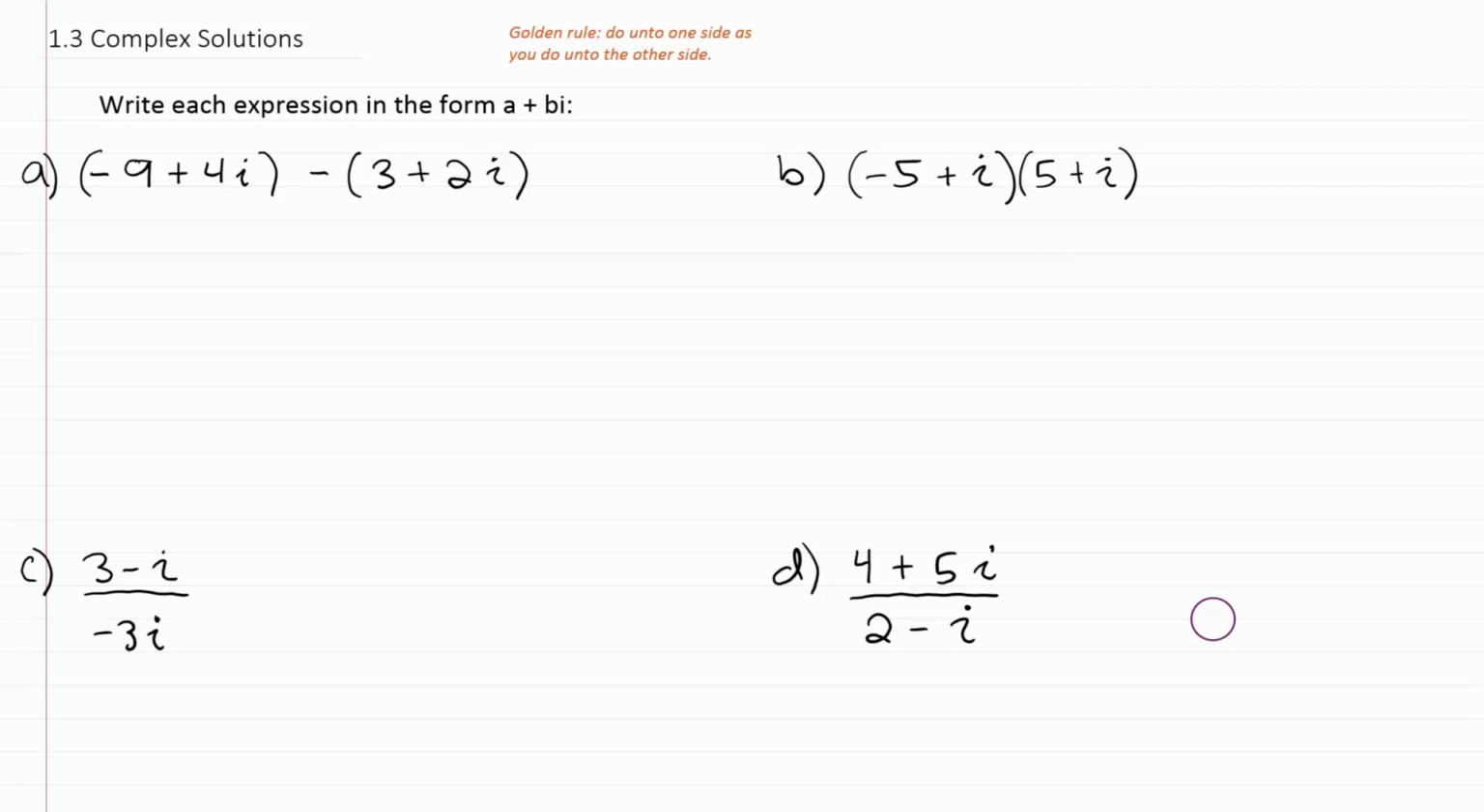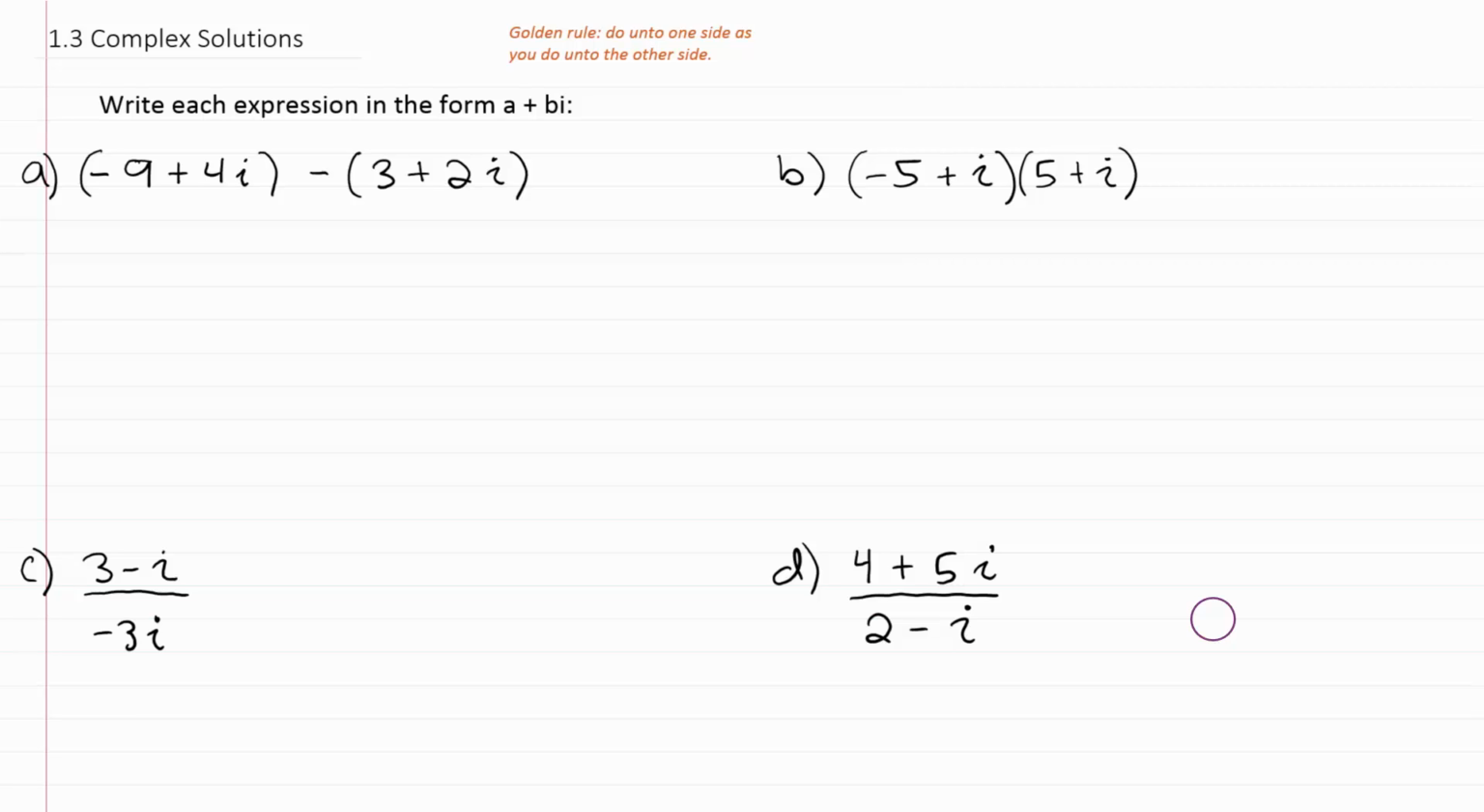In this video, we're demonstrating how to handle complex numbers. So we're going to be adding, subtracting, multiplying, and dividing complex numbers. So let's look at the first example here. We have a problem that says (-9 + 4i) - (3 + 2i).